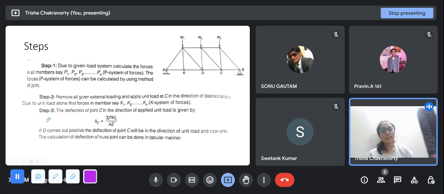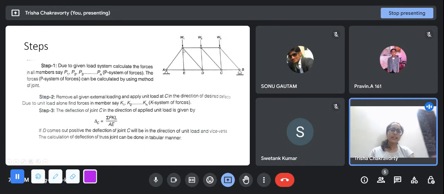And the formula that we will use in step 3 is: the deflection of joint C in the direction of the applied unit load is given by delta C = sigma PKL by AE. What is L? L is the length of the member we are talking about. So this sigma is member-wise. For each member, you know the P, you know the K, and you know the length. So you multiply those, and for each member you find this PKL product. Then you add all of them, and then you divide by the AE, the cross-sectional area and the Young's modulus, of the entire structure.